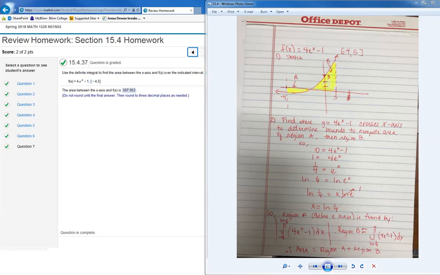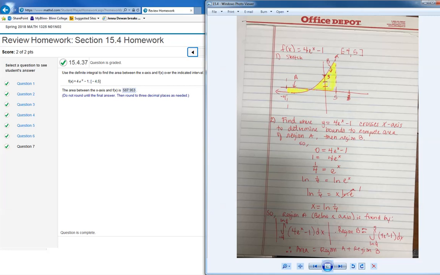So again, this is actually where we're determining how we're going to set up our definite integral. So our first integral to get region A, which is below the x-axis, we're going to have to take the absolute value of that, aren't we? Because this is under the x-axis. So we've got -4 to natural log of 1/4, that point here, and I hope you're able to see my mouse. You may not be able to do so.